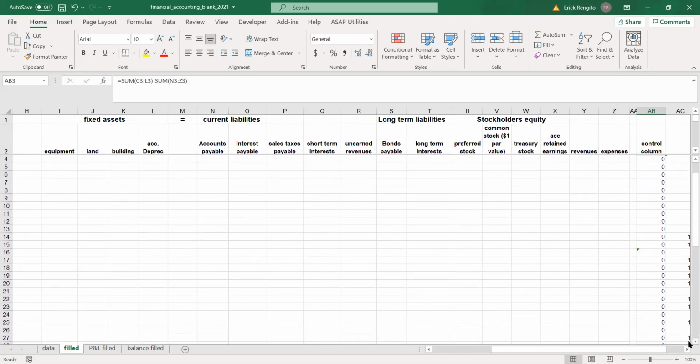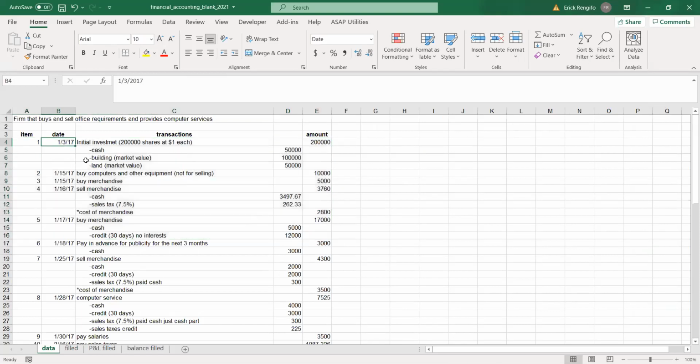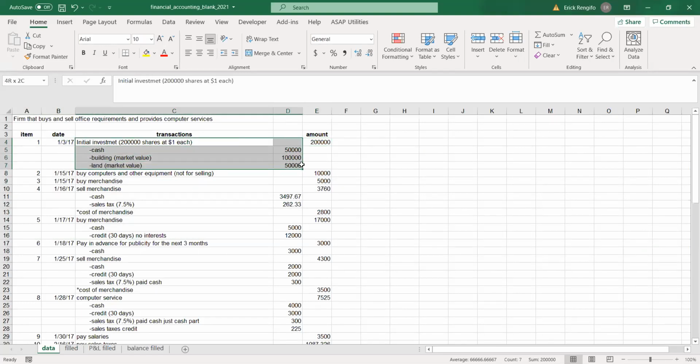Got it? So, can we read the first transaction? The first transaction is an initial investment of $200,000, 200,000 shares at $1 each. My contribution comes in 3 pieces. Someone puts in 50,000 cash, someone puts in a building at a market value of $100,000, and someone puts in land at a market value of $50,000, for a total of $200,000. Do you understand the transaction here? We're creating our corporation. We're funding the corporation with cash, building, and land.